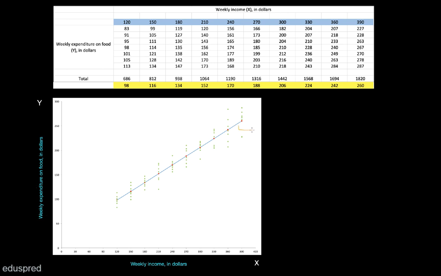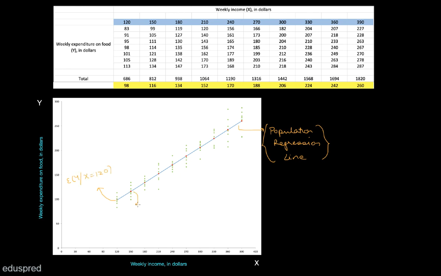And this blue line that you see over here is what we call the population regression line. What is the importance of this blue line? Well, this blue line is telling you how weekly income is going to affect weekly expenditure on food on an average basis. Why am I saying on an average basis? Because we have got this blue line by joining the conditional means of Y. So this red dot over here is the expected value of Y given X equal to 120.